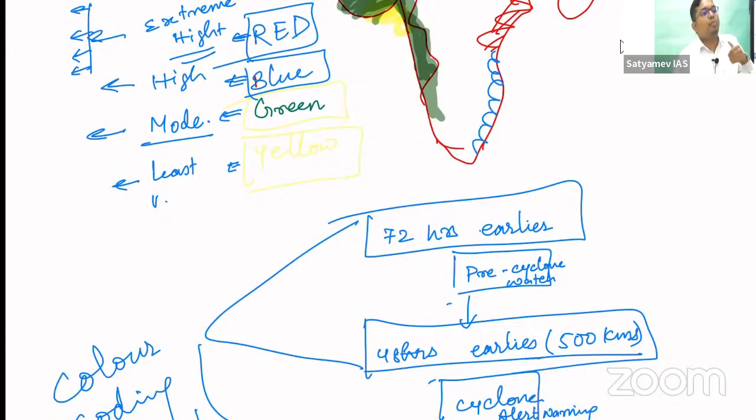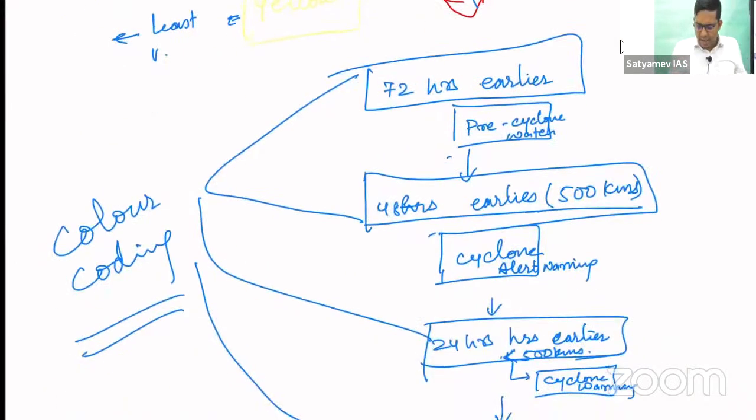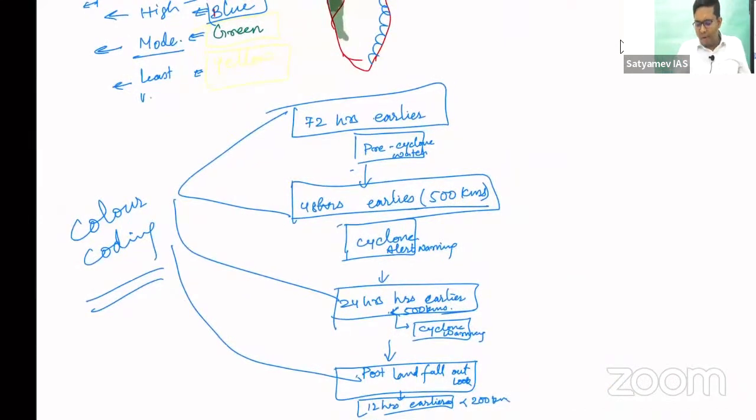All right, when blue is there, then the command and control should be established, human resource deployment, and the safe spaces should be located. When it is green, then the alert should be issued, people should be made aware. And yellow, there also the least vulnerability, so just awareness should be there, that they are very less vulnerable. And here also 1 or 2 points, 72 hours earlier.